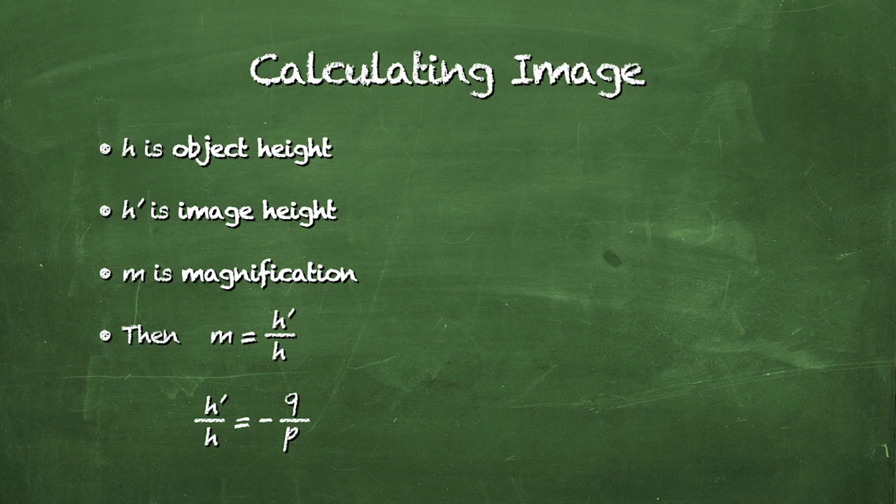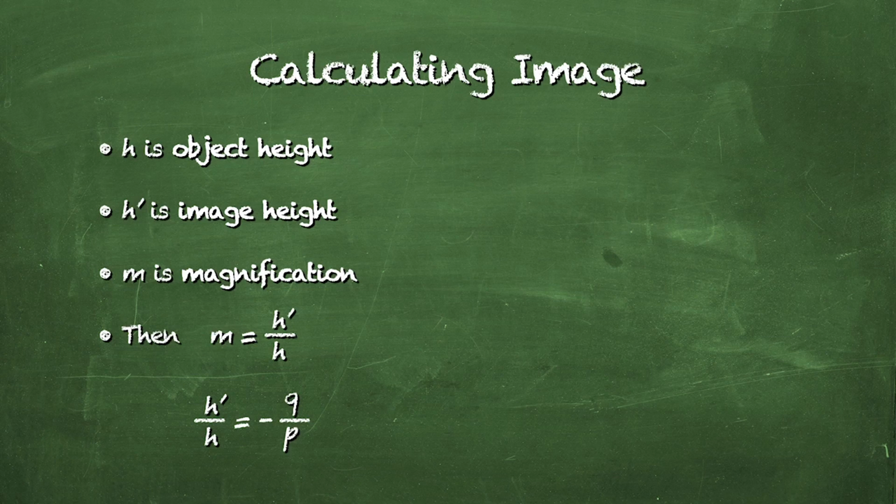And we have an equation for the magnification. The magnification is equal to minus q divided by p. Or in other words, h prime divided by h is equal to minus q divided by p. And we can use these two equations, 1 over f is equal to 1 over q plus 1 over p, and h prime over h is equal to minus q over p, to calculate everything we need to know about the image of an object.